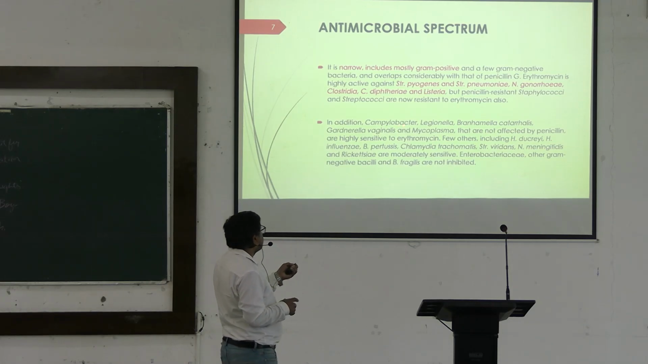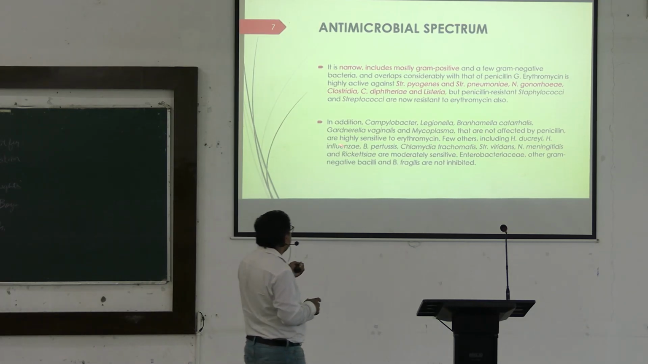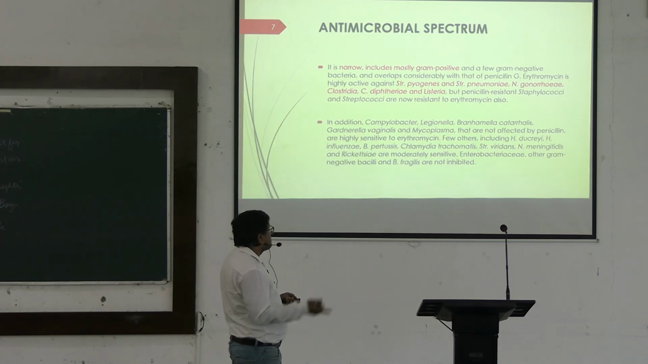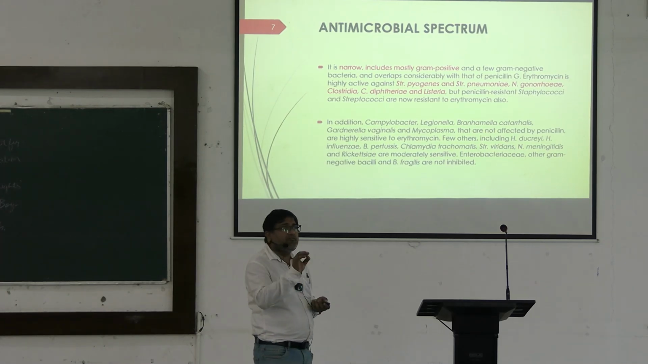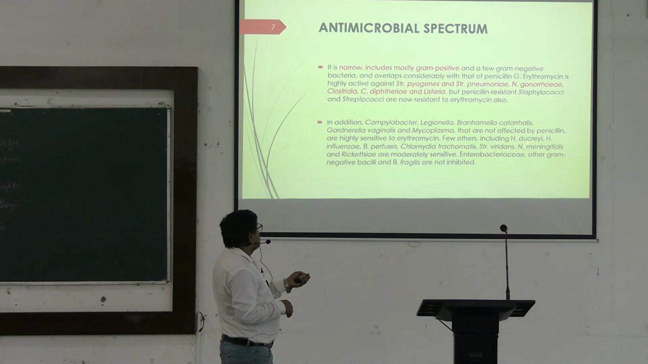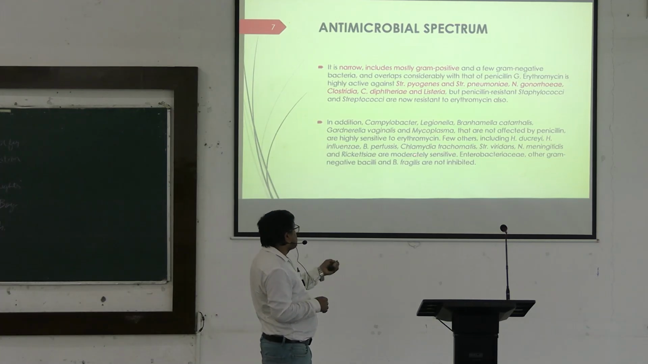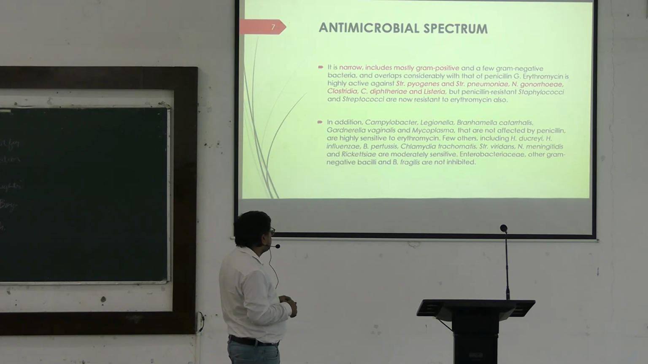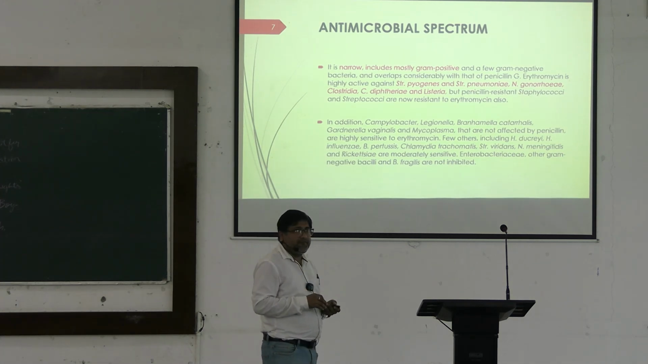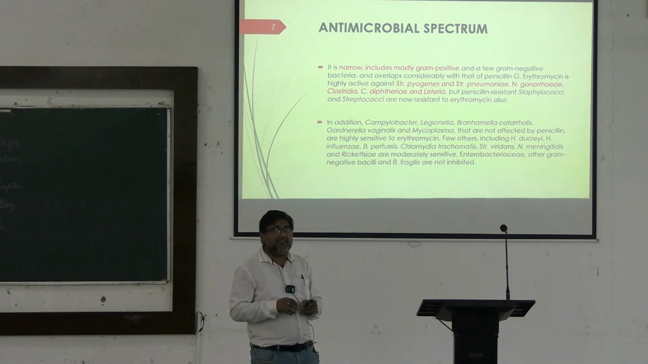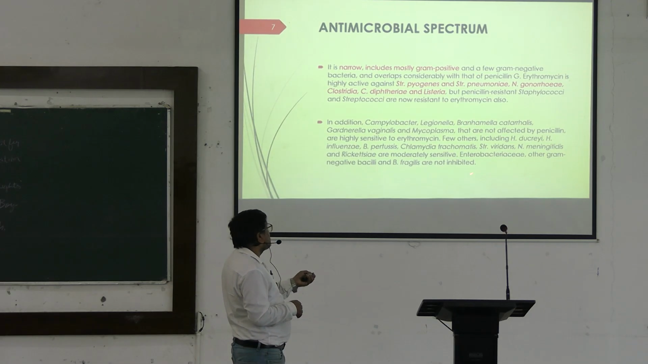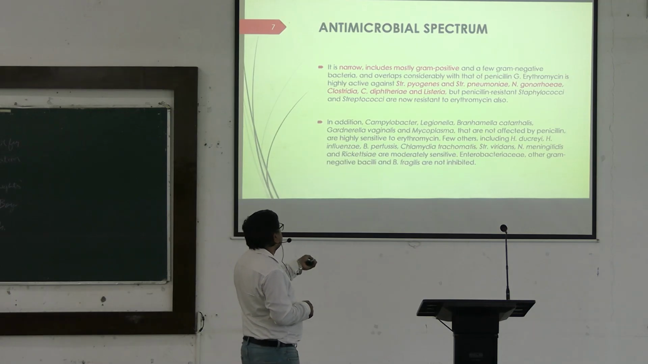In addition, Campylobacter, Legionella, Branhamella, Gardnerella, and Mycoplasma, which are not affected by penicillin, are sensitive to erythromycin. Haemophilus ducreyi, Haemophilus influenzae, Bordetella pertussis, Chlamydia trachomatis, Streptococcus viridans, Neisseria meningitidis, they are moderately sensitive. Enterobacteriaceae and anaerobes including Bacteroides fragilis are not inhibited by erythromycin.